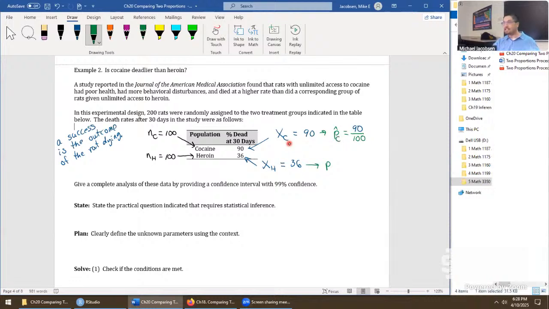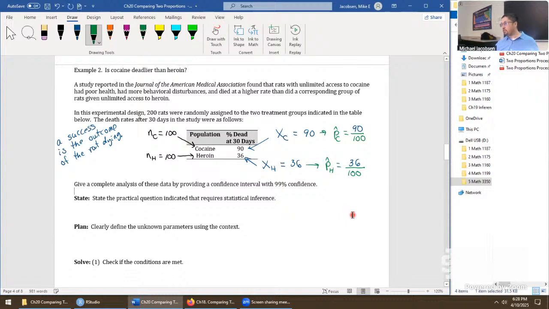So that was P hat C, and this one is P hat H. Don't hesitate to call out if I forget another one. It seems like that's really easy for me to do. Then take 36, divide by 100. Or if that was a percentage, you could have just said 0.36, but this is the process at least. And we've got our statistics out.